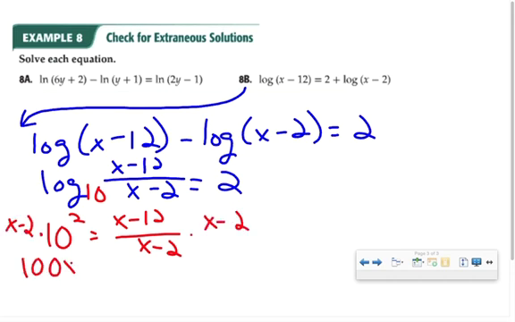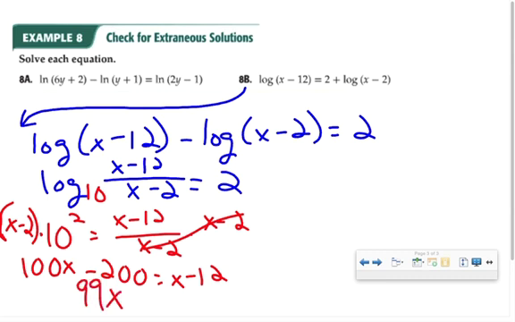And I still want to multiply that x minus 2 on both sides. So I'll have 100x minus 200, because I'm distributing the 100 that is equivalent to 10 squared. These cancel out, and I've got x minus 12. Well, this is wonderful. I don't have a quadratic. So this is 99x. When I add 200 to both sides, I have 188. Dividing both sides by 99, x equals 1.90.